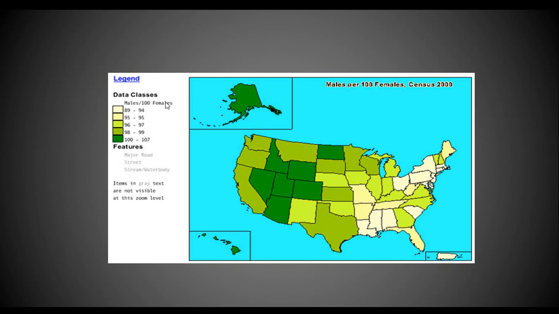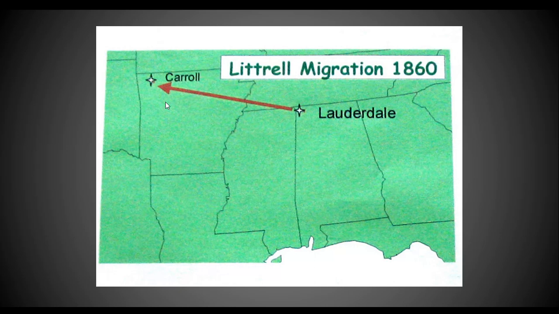It would be a choropleth. It's a choropleth because it's shaded. The shading is going to be based on a certain value, males versus females here. What kind of a map do we have here?